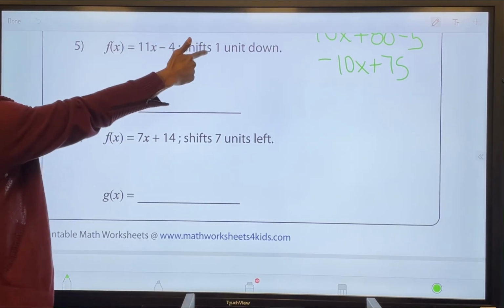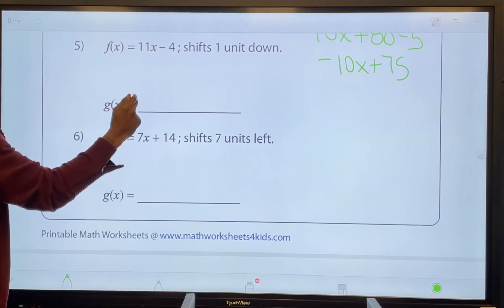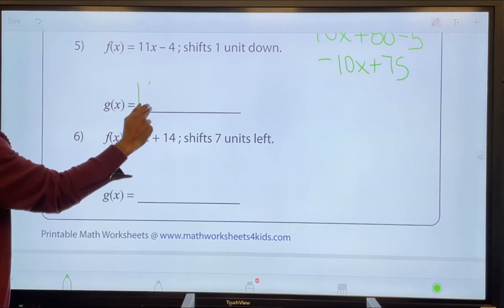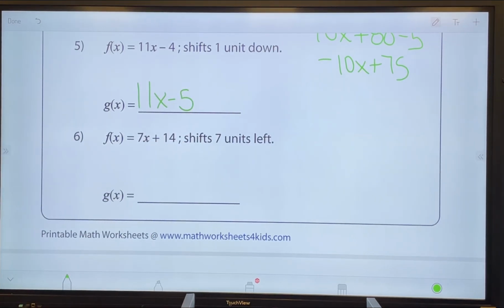All right, so here they're telling me to shift 1 unit down. Easy money. That's 11x, negative 5. Everybody see how that's negative 5?